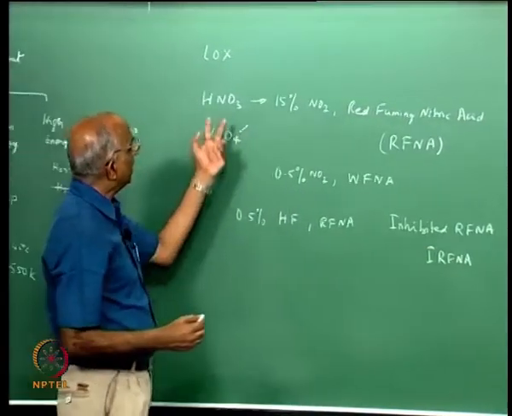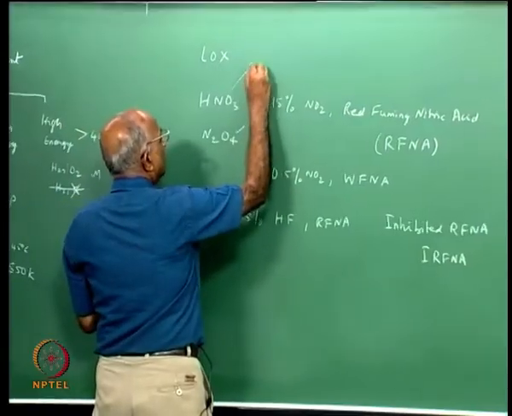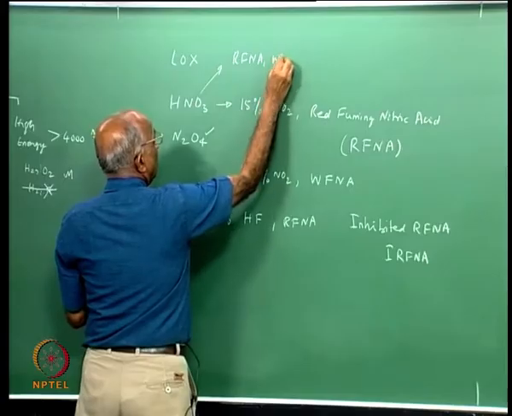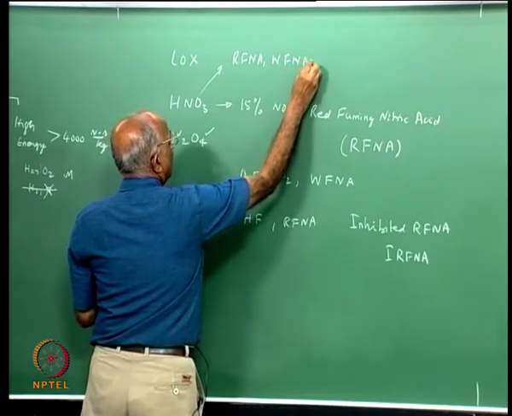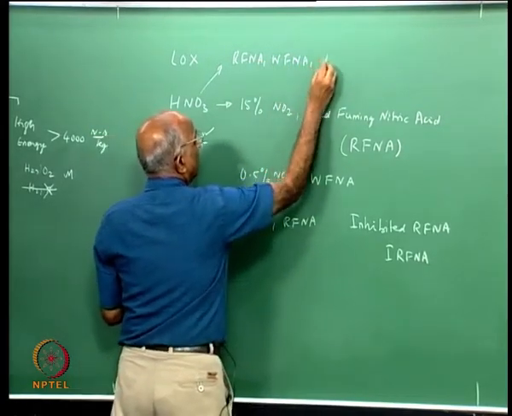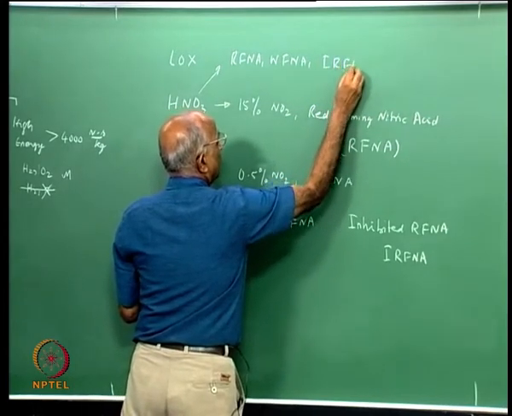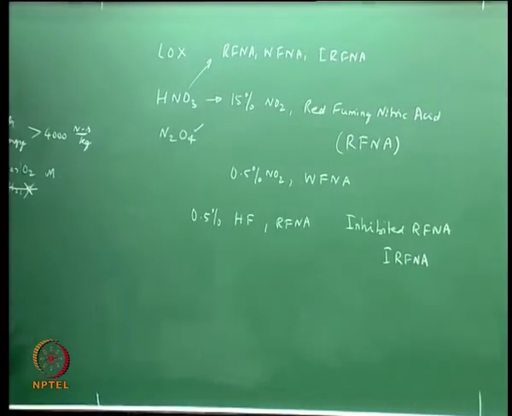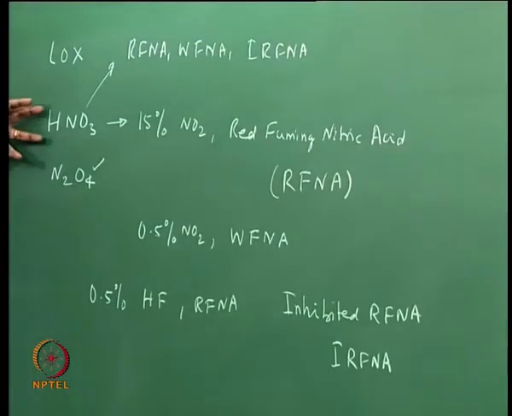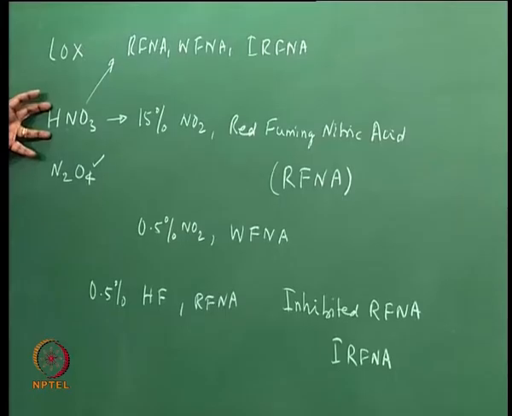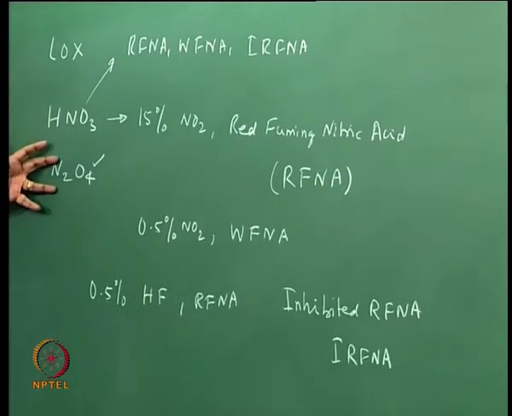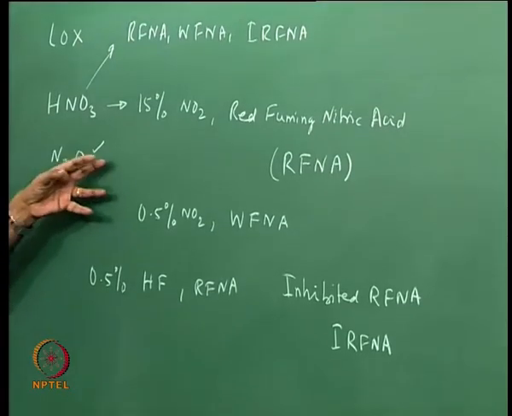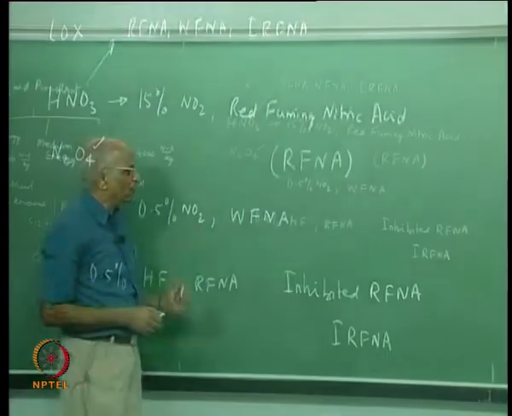Therefore, while considering nitric acid, let us keep in mind RFNA, red fuming nitric acid, WFNA, white fuming nitric acid, and maybe modified or inhibited red fuming nitric acid. You could also have inhibited white fuming nitric acid. These are the different forms in which it is used, and as I said, it was used extensively by defense and in other establishments, but now the preferred oxidizer is N2O4, because this is more energetic considering the slightly positive heat of formation of N2O4.